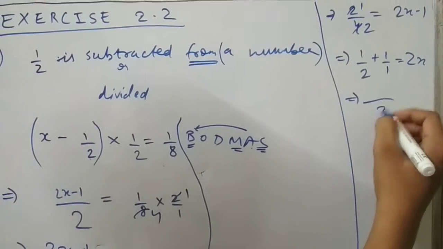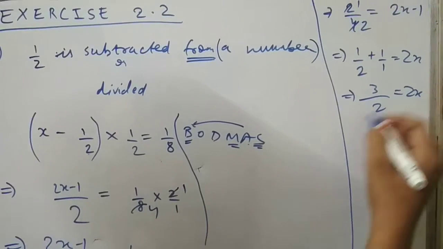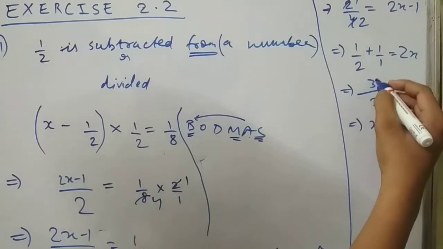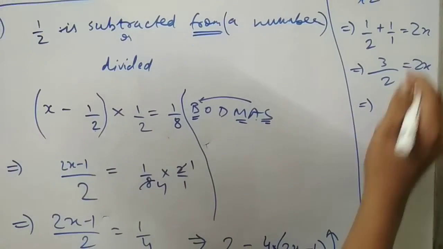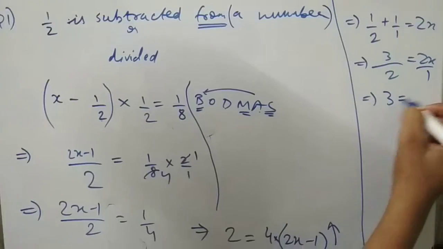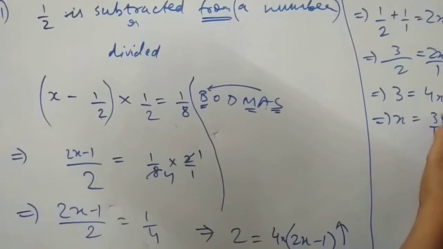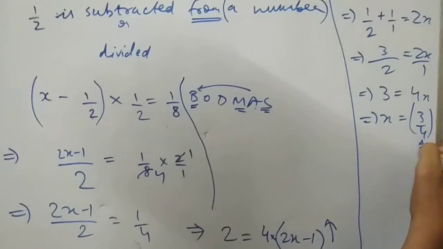Now take the LCM. What is the answer? 3 by 2 equal to 2x. This implies x equal to what? Now don't do it like this. Here nothing is 1. 3 1s are 3. 2 2s are 4, so 4x. This implies x equal to 3 by 4. This is your final answer.